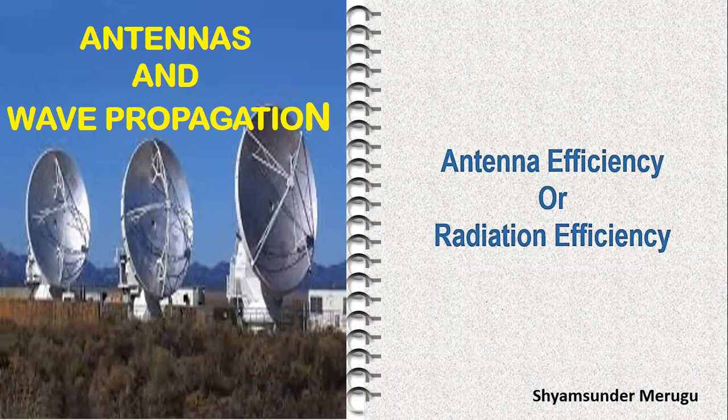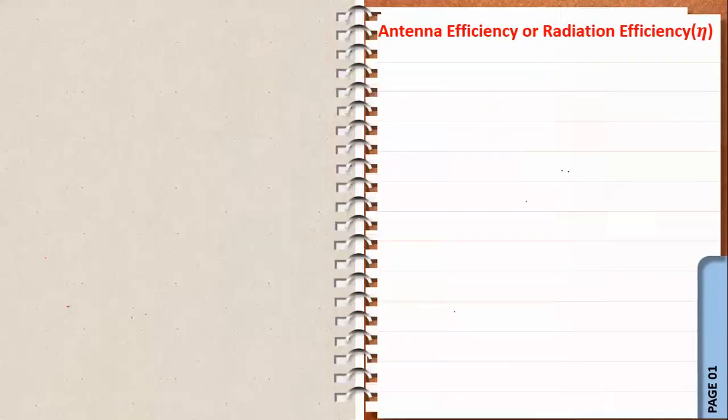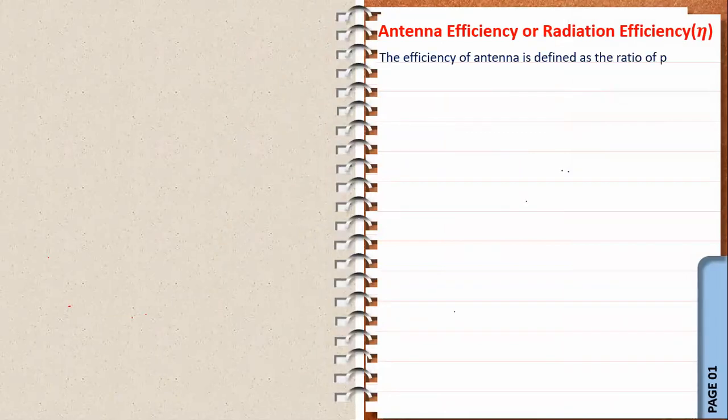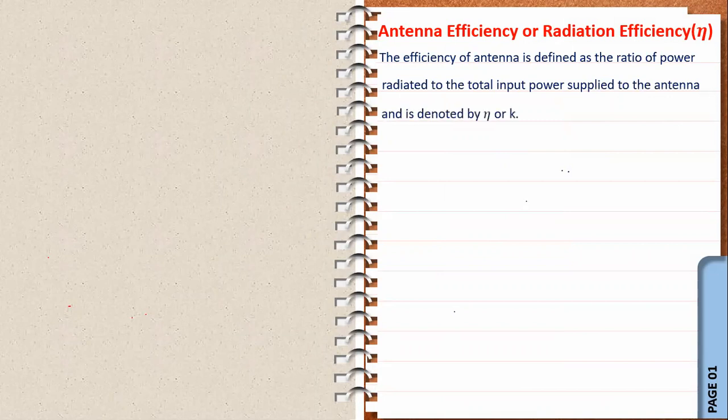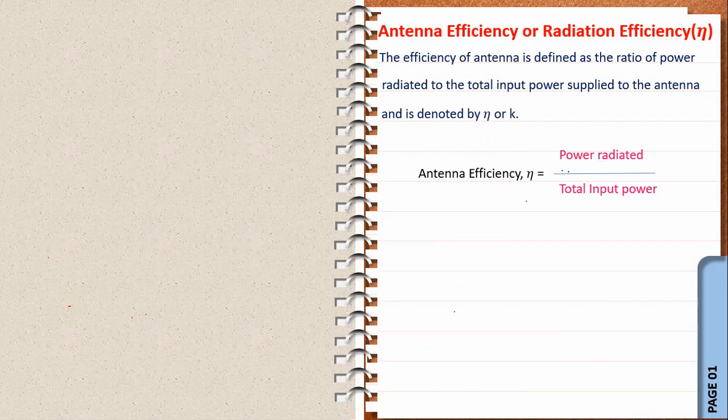In today's video lecture, we will be looking at antenna efficiency or radiation efficiency. Antenna efficiency or radiation efficiency is defined as the ratio of power radiated to the total input power supplied to the antenna and is denoted by eta or K. So antenna efficiency eta can be taken as the ratio of power radiated to the total input power. So eta will be equal to WR by WT, which is equal to WR by WR plus WL.